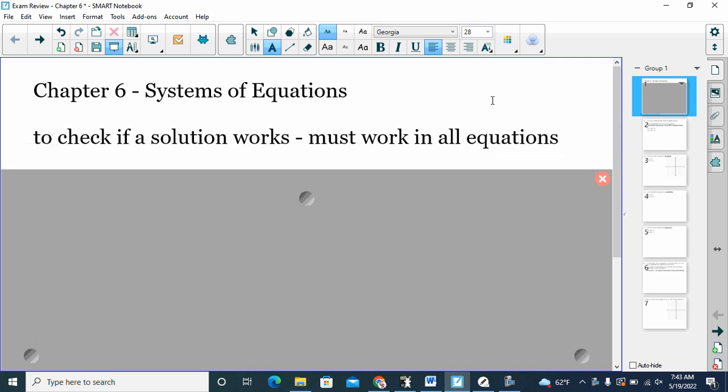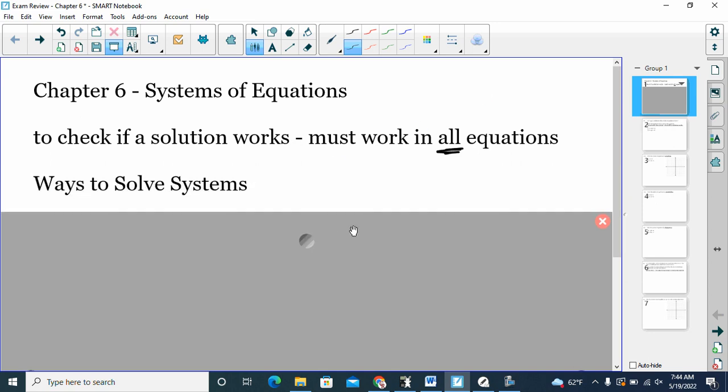So first thing we did was to check to see if a solution works for a system of equations. In order to do that, you are going to take the solution that's given and you need to plug it into all equations. It is very important to note that in order to be a solution to a system, that solution must work for all of our equations. So if you're checking them and you get to the first one and it doesn't work in the first one, you can stop right there and say, no, it's not a solution. If it does work in the first one, you will need to check it in the second one as well. If it works in both, then yes, it is a solution.